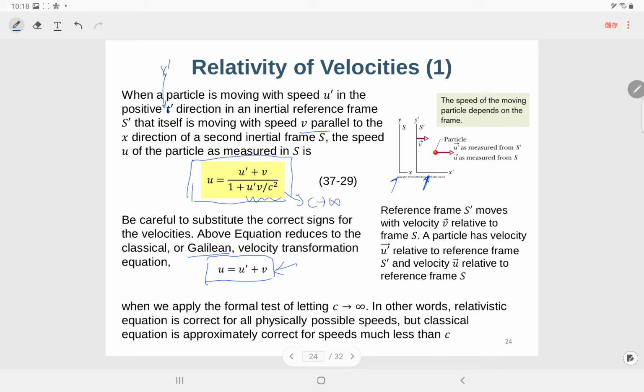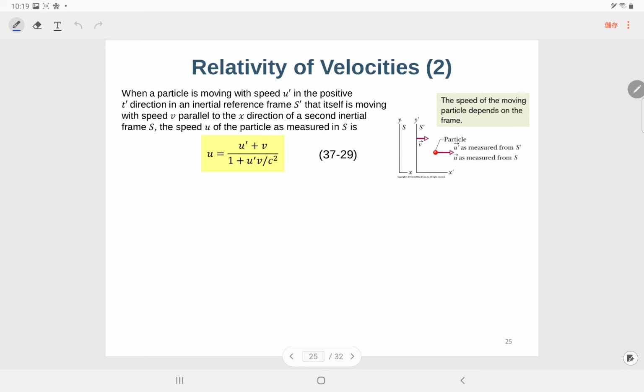Because at that time you consider the speed of light may be infinite, or if you have a very small speed compared with the speed of light, then you will ignore this term. Or you can just assume v over c and u prime over c are much less than 1, or c tends to infinity is similar.